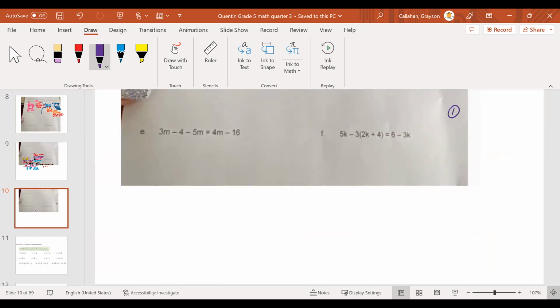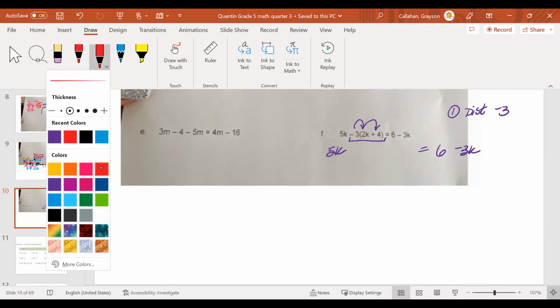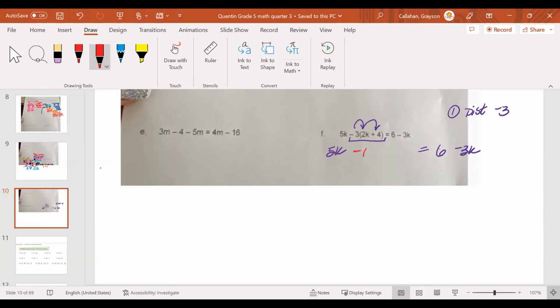Step number 1, what do you do? Not 3, negative 3. Okay? Do you see how I'm writing 5K? Nothing else changed over here? Do you see how everything is exactly the same? The only thing that changed is this piece right here. I gotta rewrite that. What is that gonna be once you distribute it? Negative. Negative. Okay.